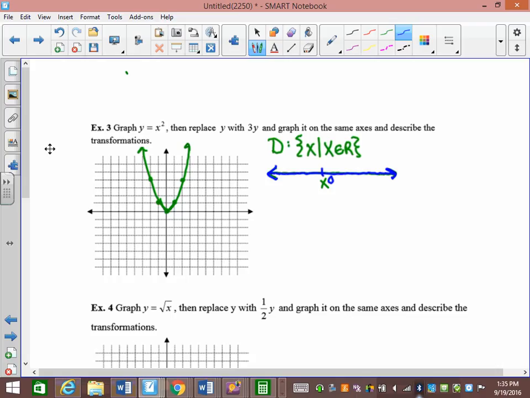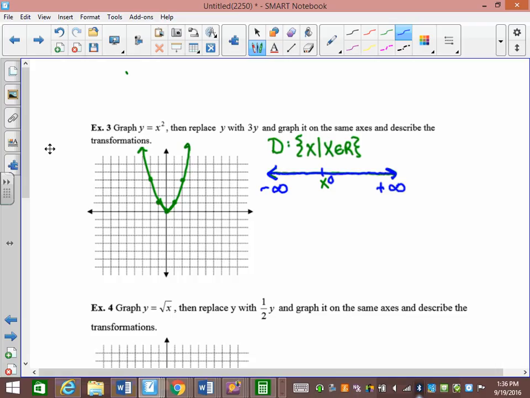What does this arrow represent? Negative infinity, guys. And then what's this one? Infinity. You can put positive infinity.